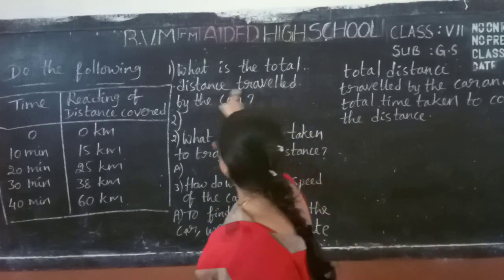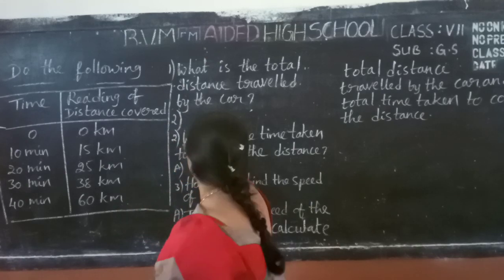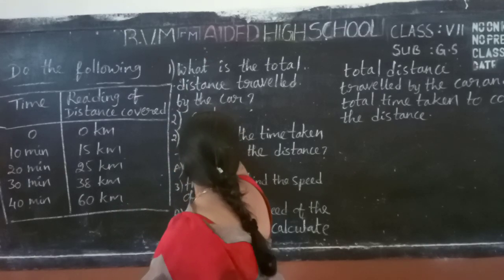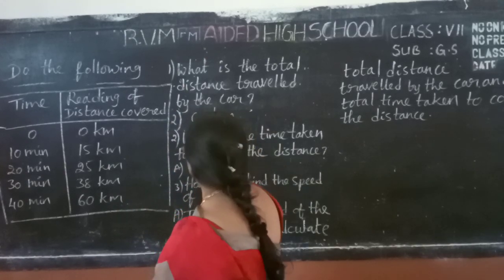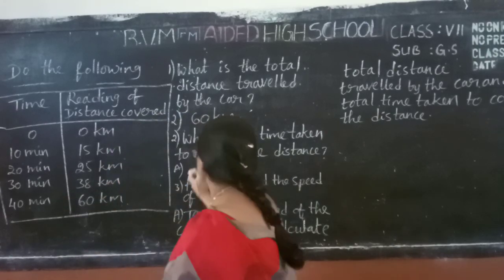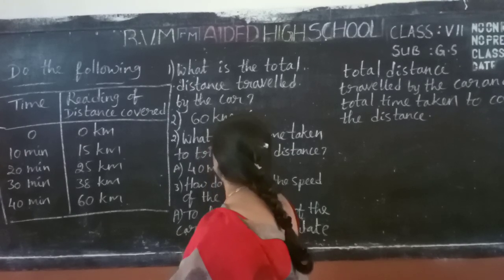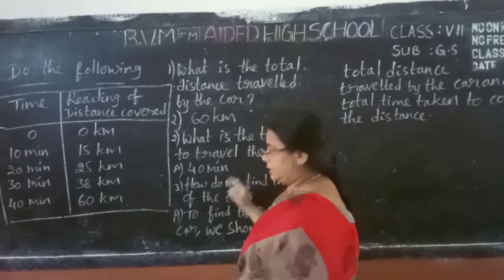What is the total distance traveled by the car? The total distance here is 60 kilometers. What is the time taken to cover the distance? 40 minutes. Have you understood? 40 minutes is the time taken to travel the distance.